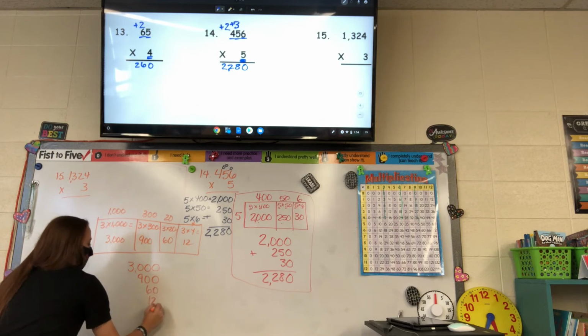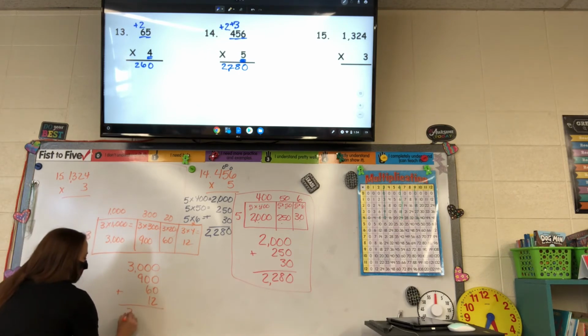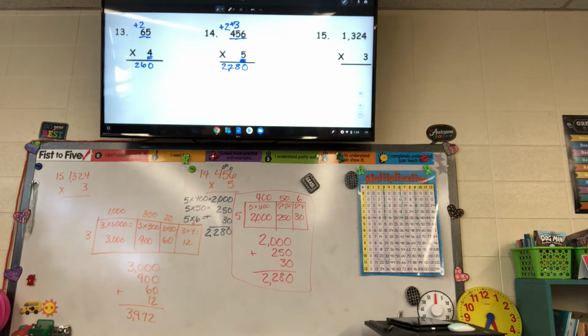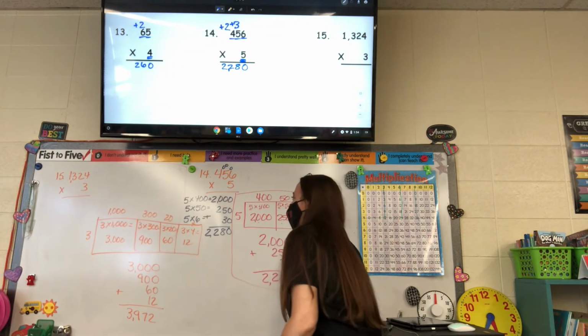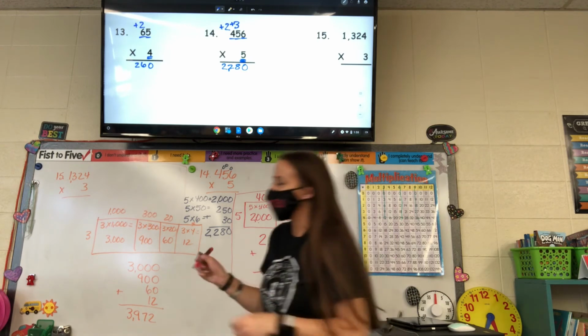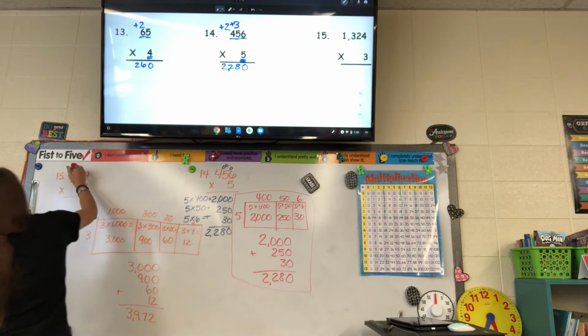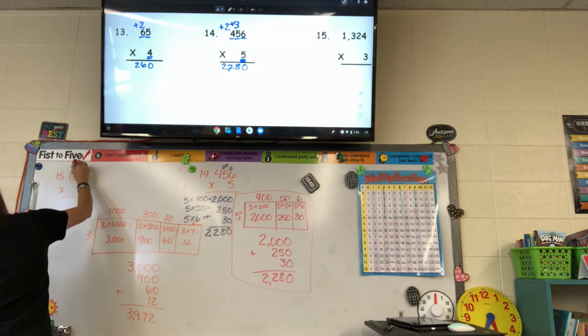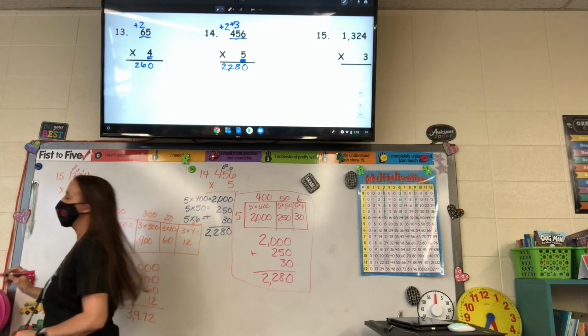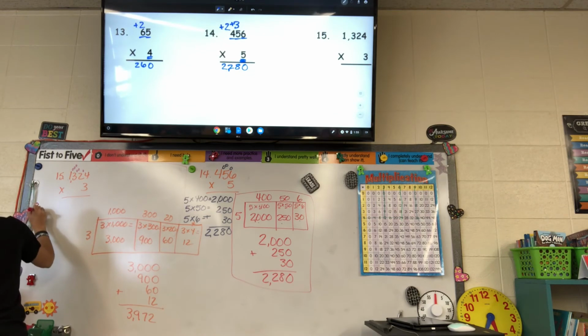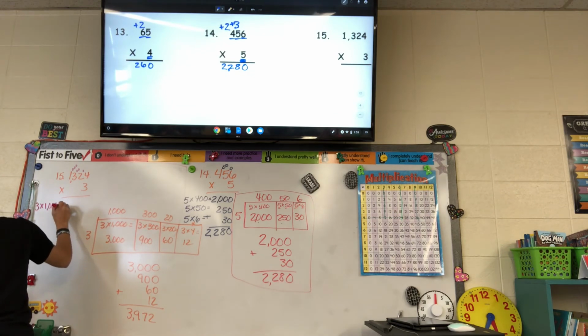3,960, and then 12 is 3,972. Okay, if you want to do the model, there's how you do it. That's what you need to copy. If you would prefer partial products, 3 little tiny zeros after the 1, 2 little tiny zeros after the 3, 1 little tiny zero after the 2. And 4 is just a lonely fellow. And the 4 is just a lonely pillow, no 0 to keep them company.